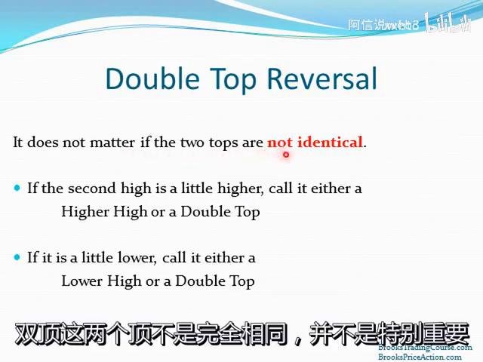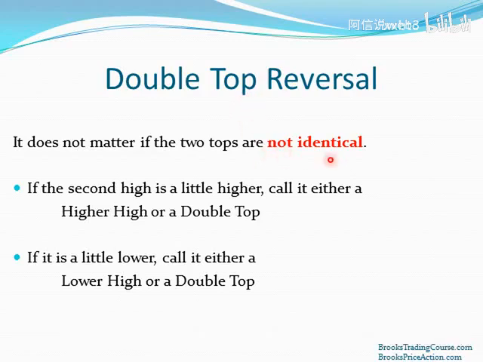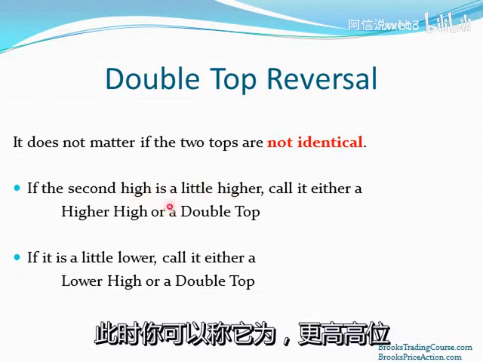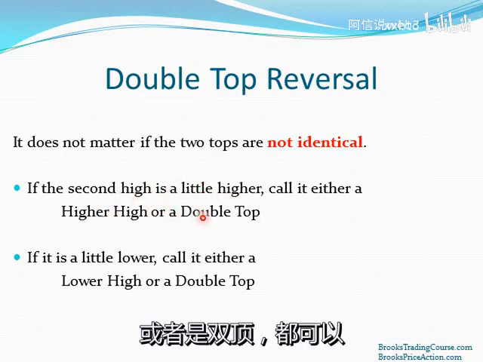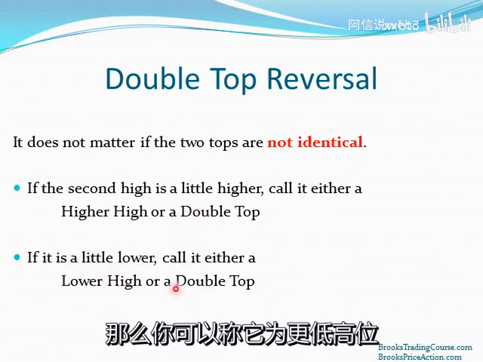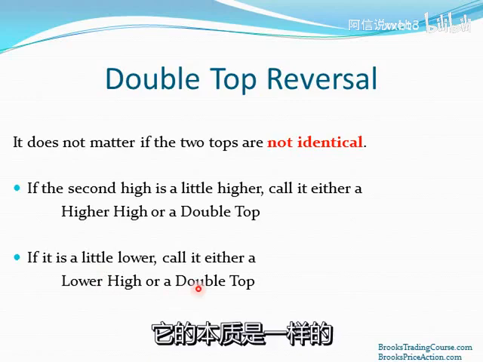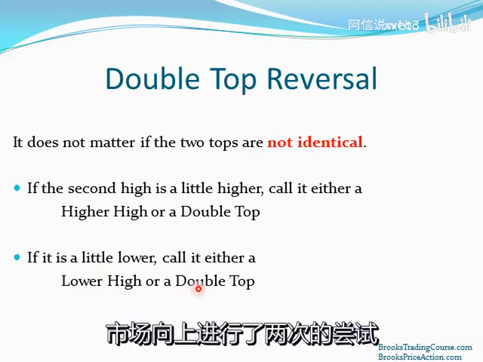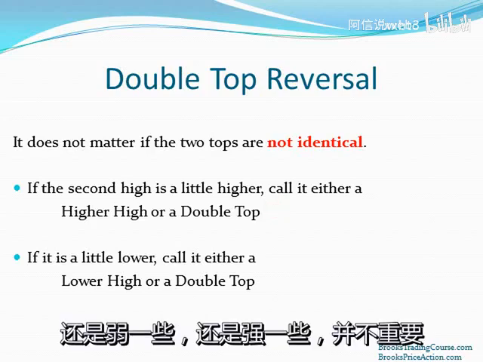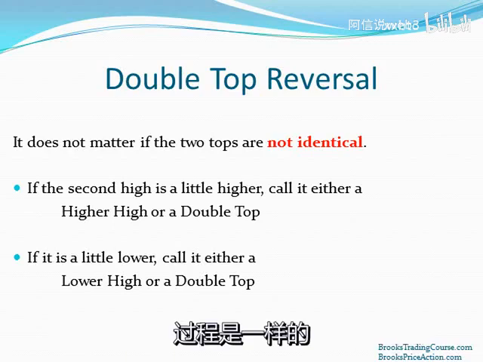It does not matter that the two tops in a double top reversal are not identical. Sometimes the second high is a little higher, and you can call it a higher high or a double top, it doesn't matter. If it's a little lower, you can call it a lower high or a double top. Again, it doesn't matter. The idea is the same. The market's making two attempts to go up. It doesn't matter whether the second attempt is above or at or below the first attempt. The process is the same.